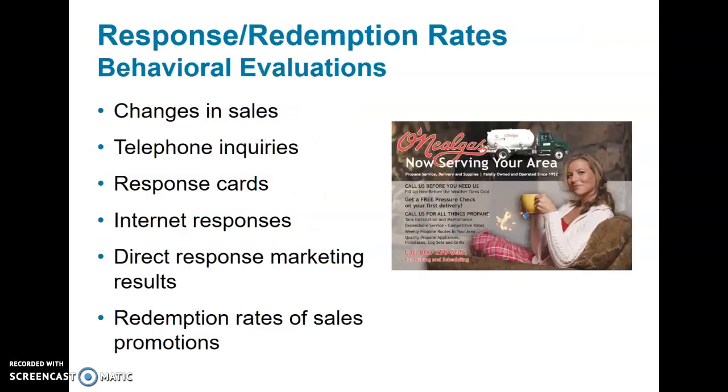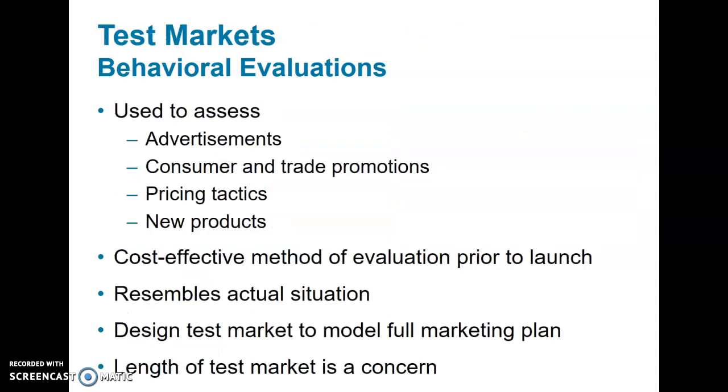In addition to sales, companies can use other forms of behavioral evaluations. Telephone calls and internet responses can be tracked as the result of an advertisement. From direct mail and other direct response advertising, the number of response cards sent in can be measured. Lastly, redemption rates of promotions, such as coupons, rebates, and premiums, can be measured. All of these measures evaluate responses.